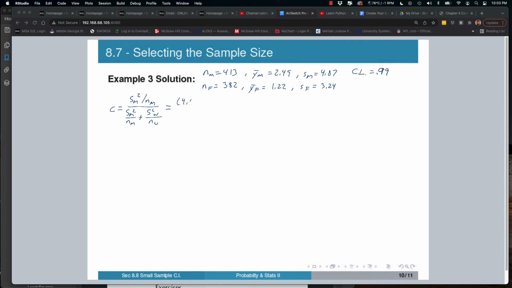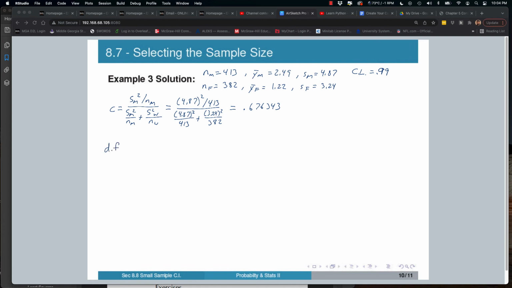So that's going to be 4.87 squared divided by 413 in the top, over 4.87 squared over 413 plus 3.24 squared over 382. And when you calculate that thing out, you get some crazy number, 0.676343. I recommend rounding that off to 6 decimal places so you can be as close to the technology as possible, at least what computers would do for us.